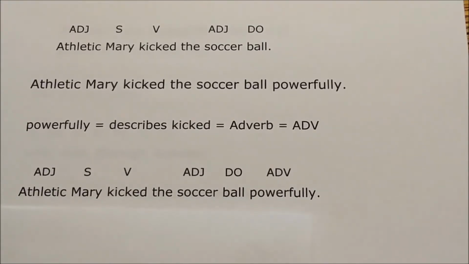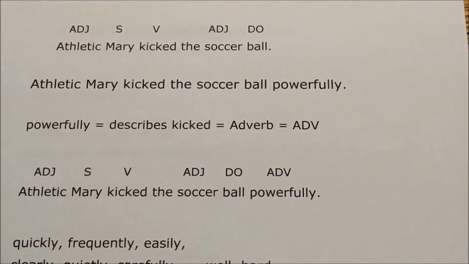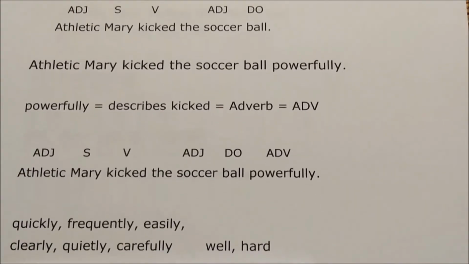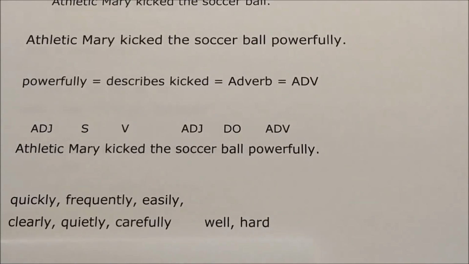So if we take a new look at the sentence, we have Athletic Mary, adjective, subject, kicked, verb, soccer, adjective, ball, direct object, powerfully, adverb. Remember, adverb describes the action of a verb. These are other examples of adverbs that we could have used. Notice most adverbs end in ly, but not all of them. Some of them, for example, well and hard, do not end in ly.